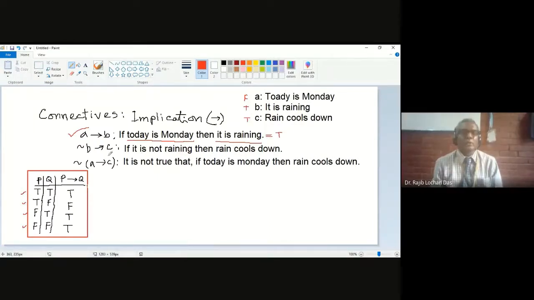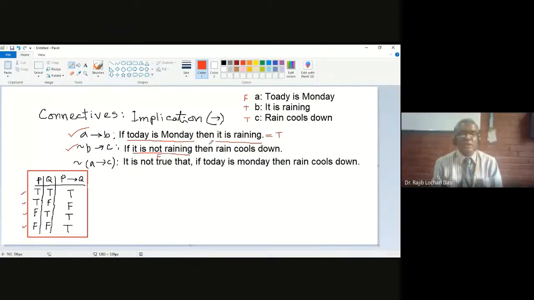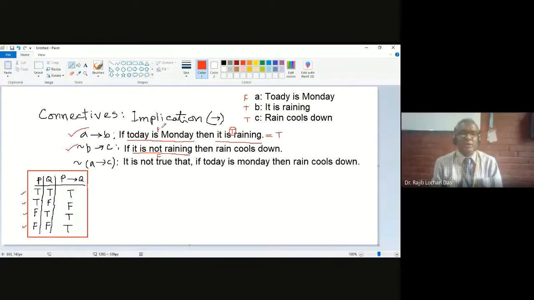Okay. So now think about the second example. If it is not raining, it is not raining will be what? False, sir, because it is raining is true. So it is not raining is false, right? Monday is false. And now we are talking about C. C means rain cools down. It is already true. So it is again the third situation. F implies T, so it will be true. So no problem.